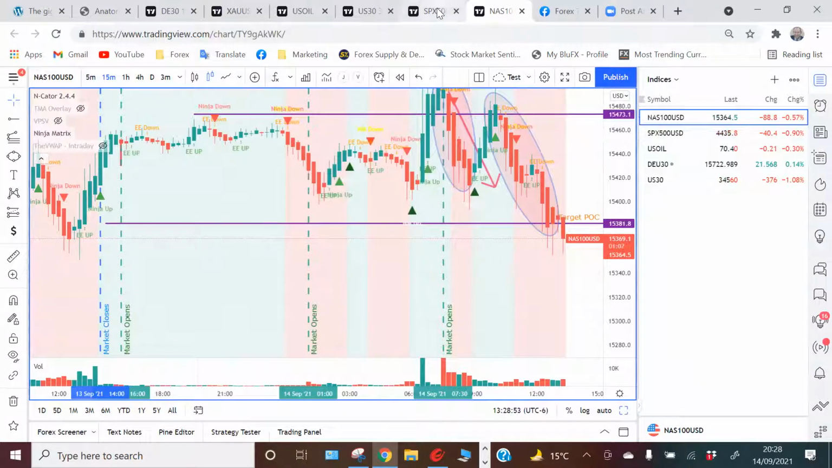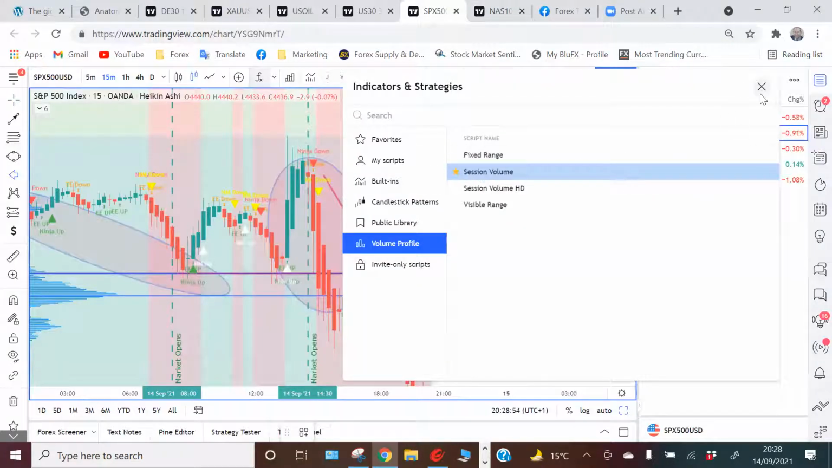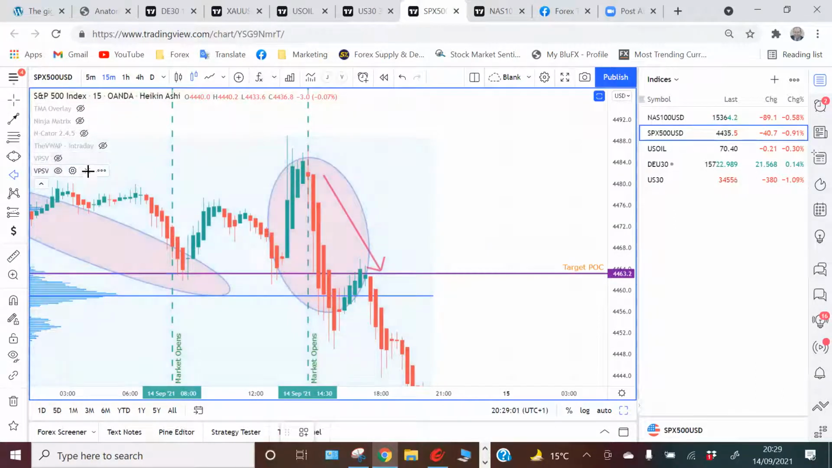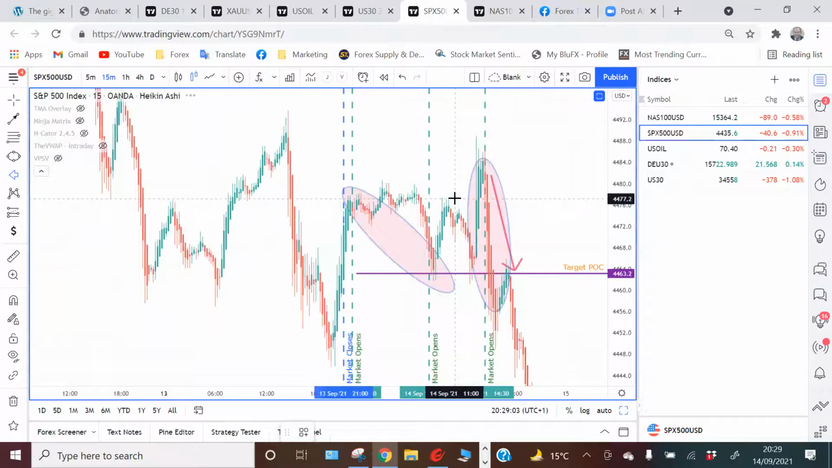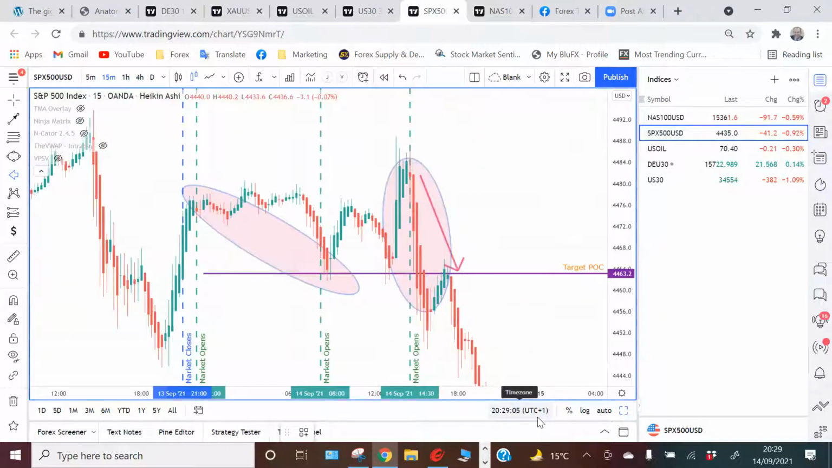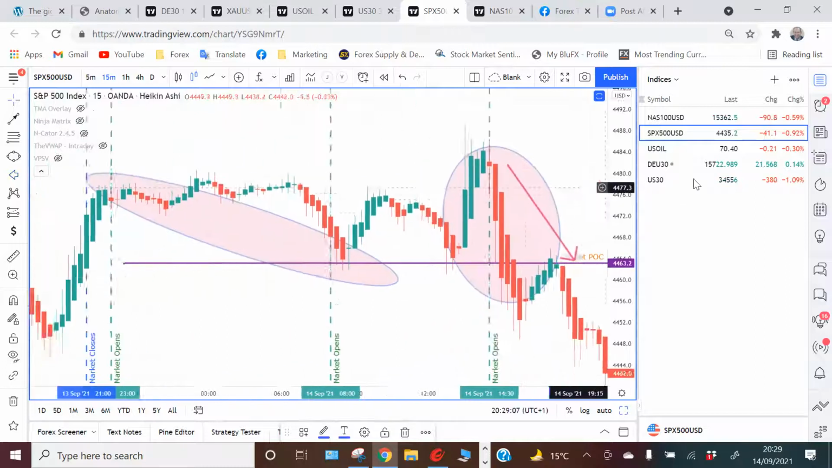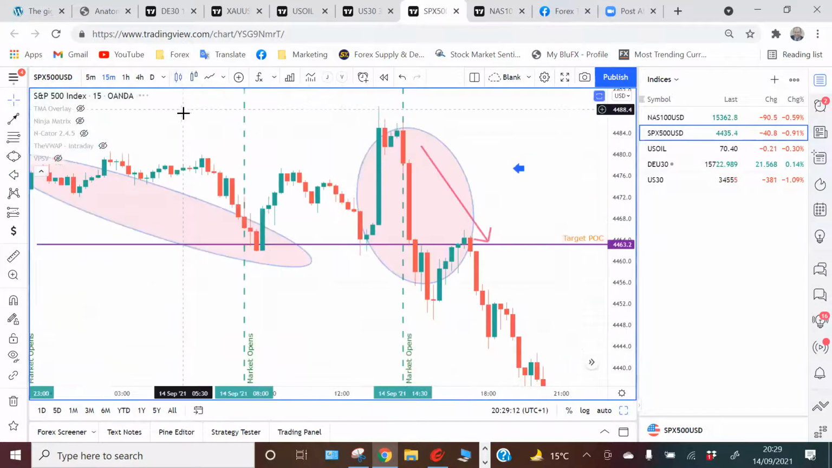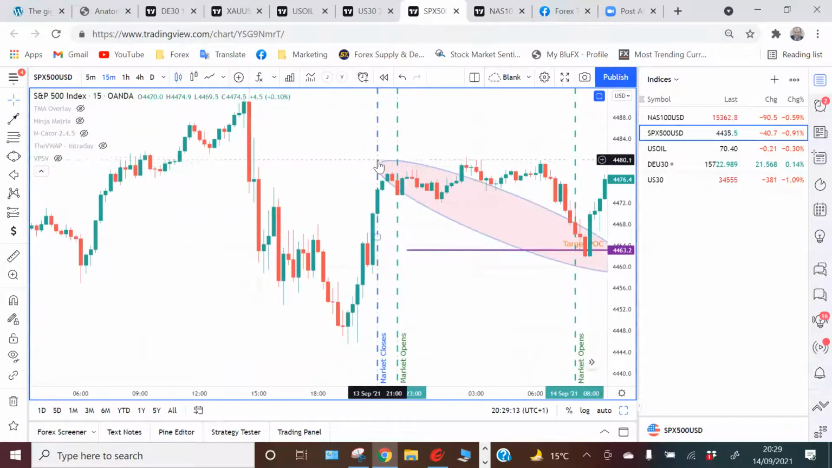SPX 500, here's one I prepared earlier. I'm going to do the exact same thing. I'll remove all these here. I don't need double. At the moment, I'm in UTC plus one. I'll do it for mine, then I'll do it for yours. So 15 minutes, I'm going to do normal candles. Market closes at 9, excellent. Indices open at 2,300. That's the candle there.